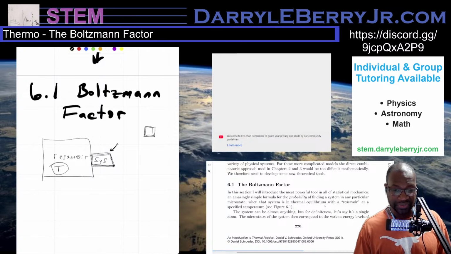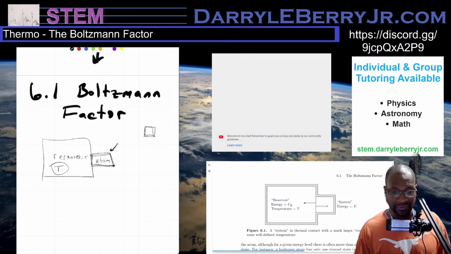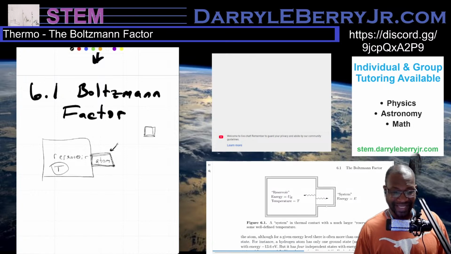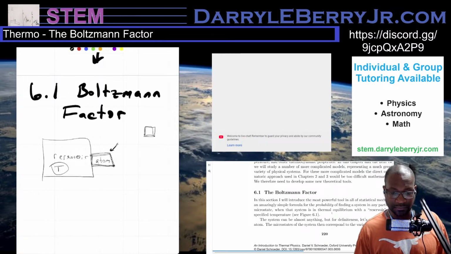The system can be almost anything, but for definiteness, let's say it's a single atom. All right. So using this example, we have one atom here. The microstates of the system then correspond to the various energy levels of the atom, although for a given energy level, there's often more than one independent state.